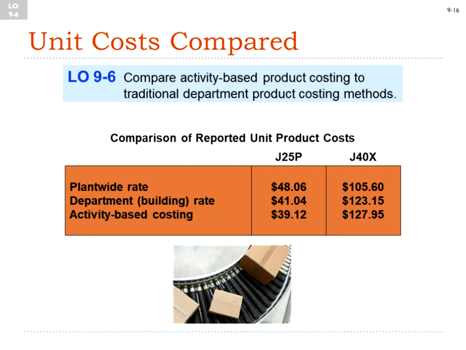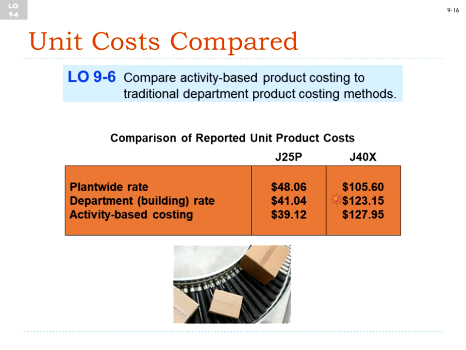All right, so in this case, when they're using a plant-wide rate, remember when we're doing plant-wide rates, you're using 1 cost pool for the entire plant. It's allocating $48 per unit of J25P and $105.60 for J40X. When you split it by departments, it looks like it gets a little bit more accurate. It looks like J25P actually doesn't use as much overhead as it initially thought, so J40X is going to be allocated a little bit more of the cost.